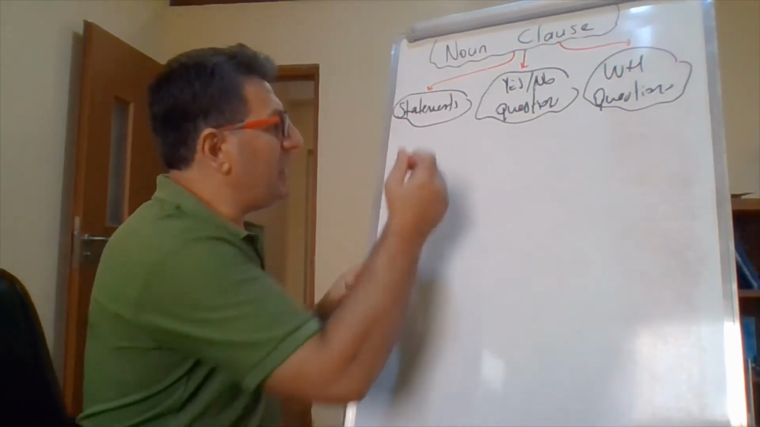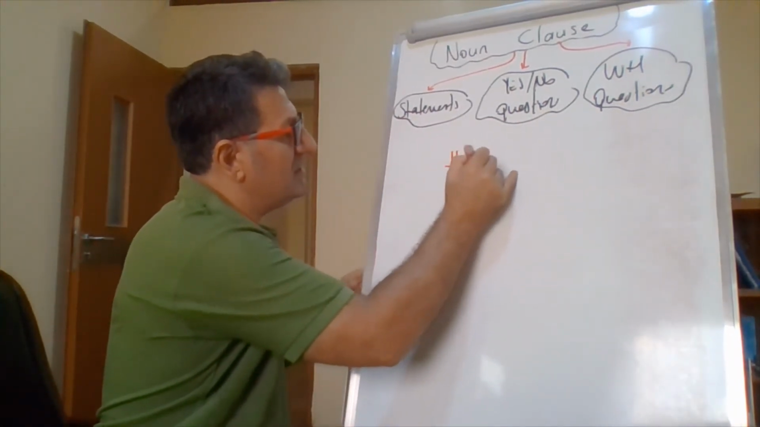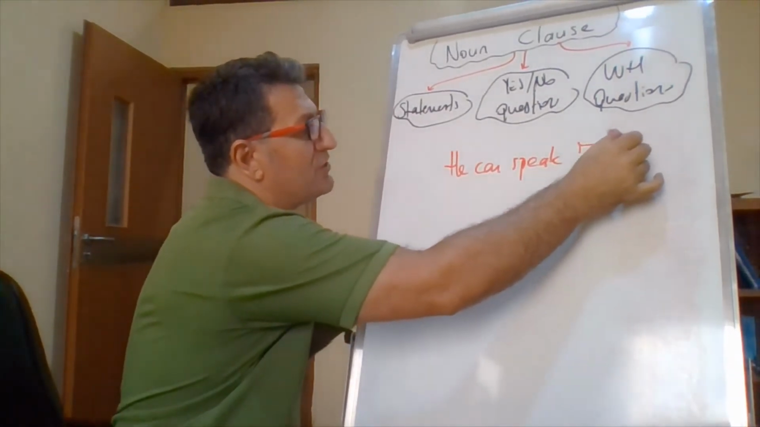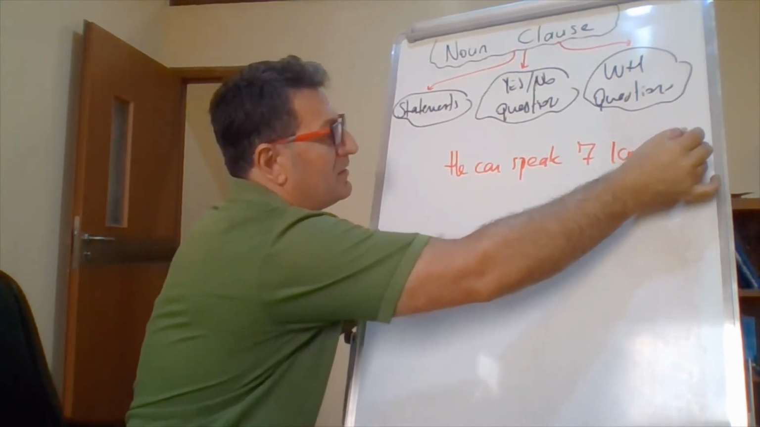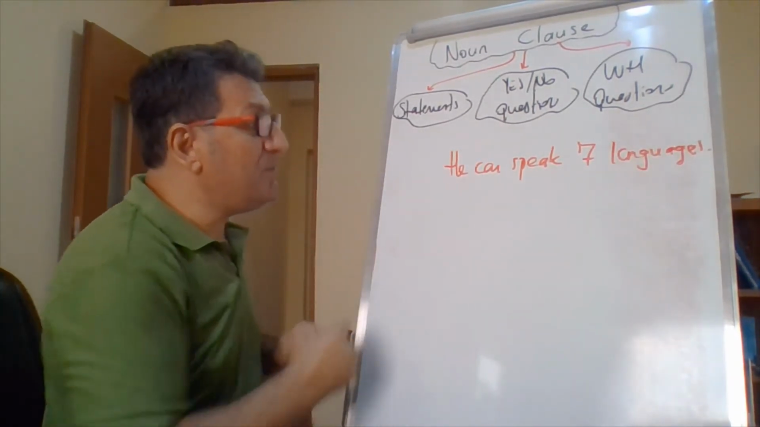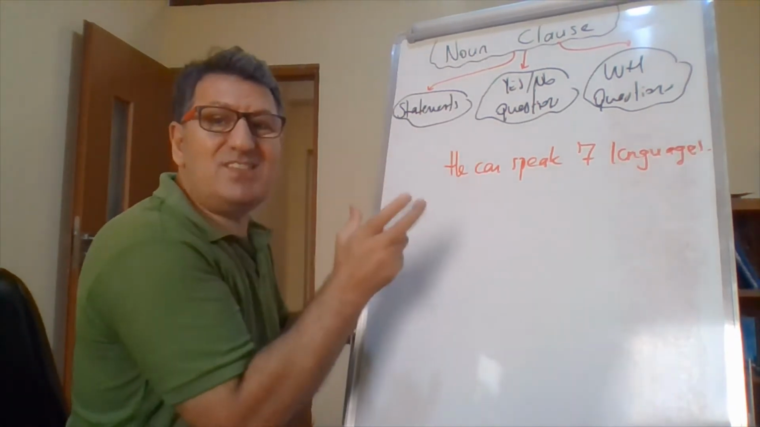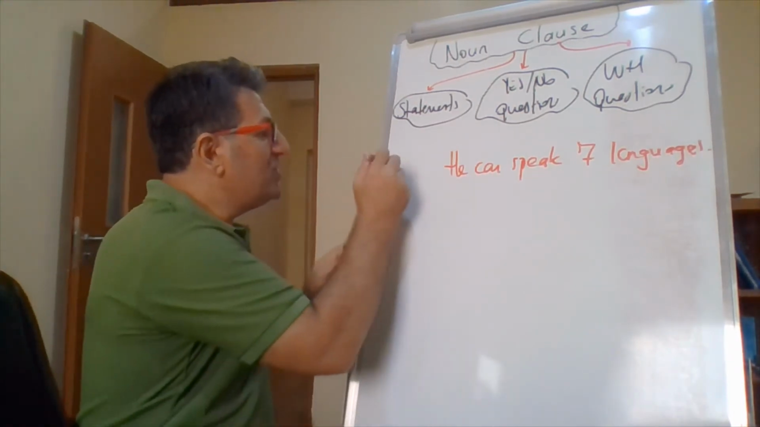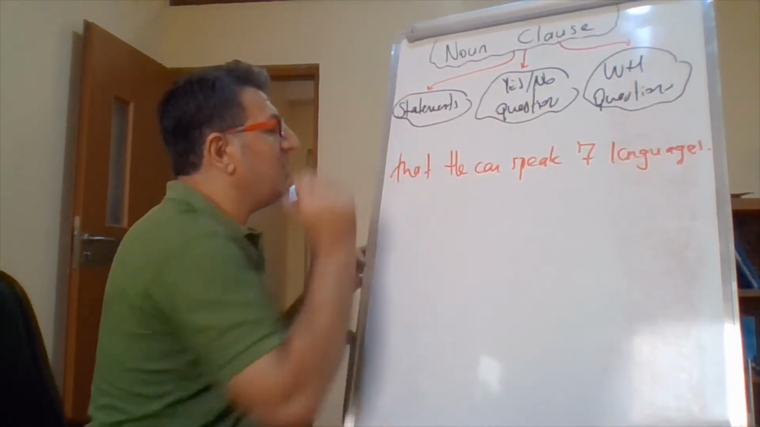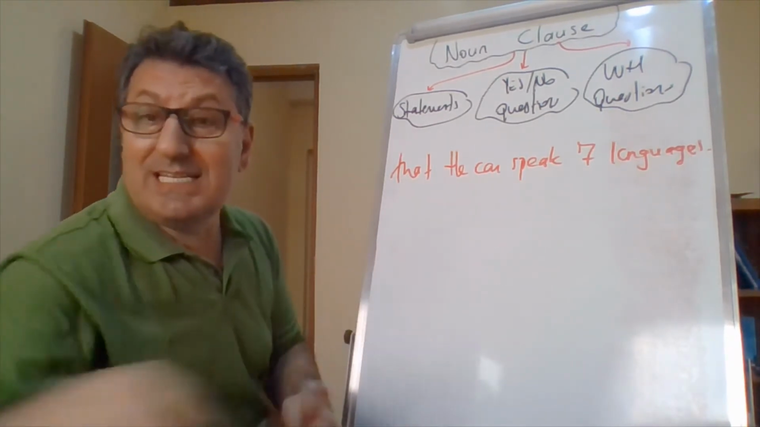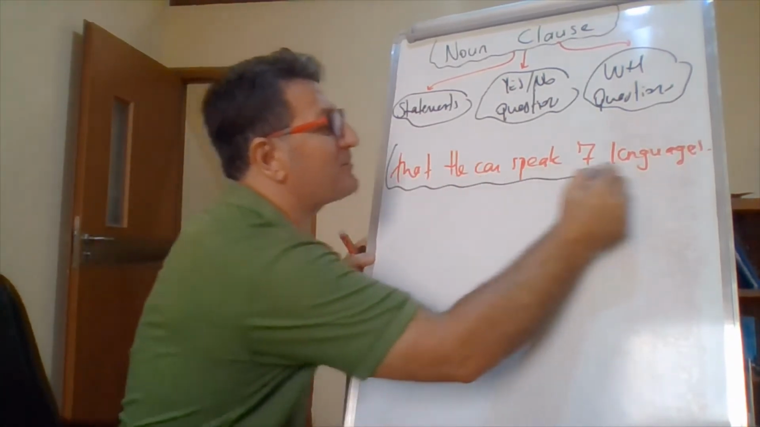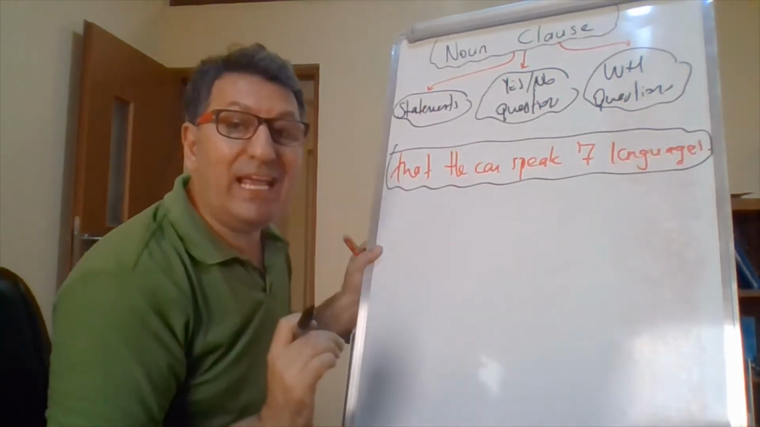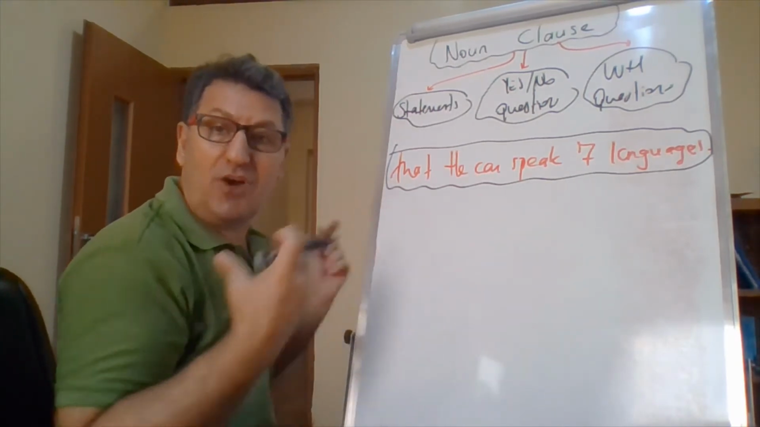An example might be, he can speak 7 languages. Wow, look at that. He can speak 7 languages. This is a complete sentence. So how can I turn this into a noun clause? I think you know the trick now. Just putting that at the beginning is going to make it a noun clause. So now I have a brand new noun clause. So I can now use this that he can speak 7 languages as subject or object of my sentence.